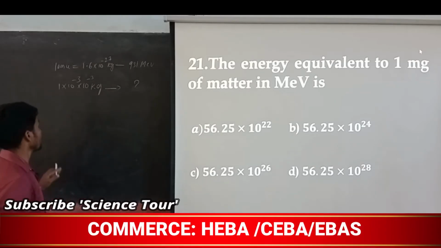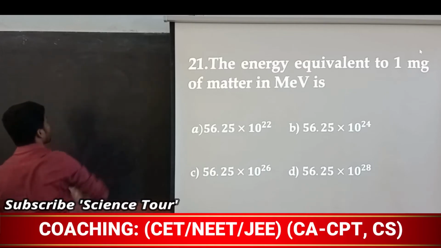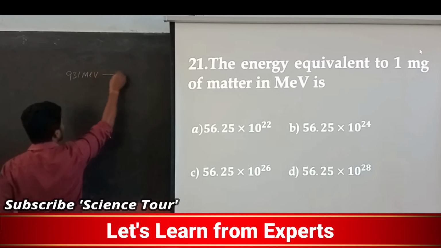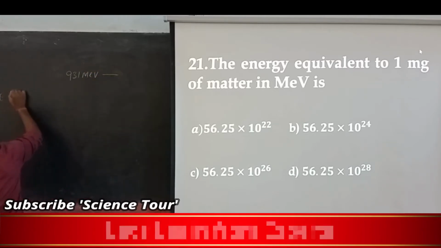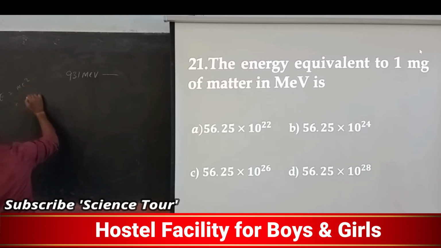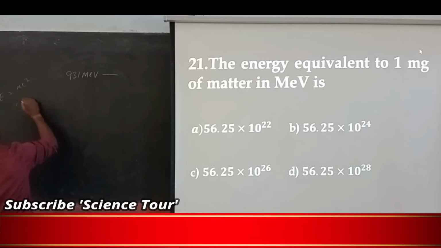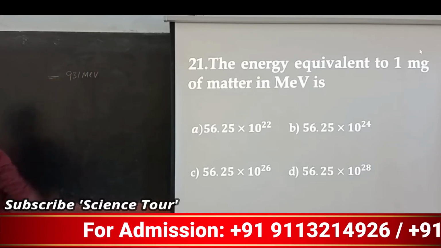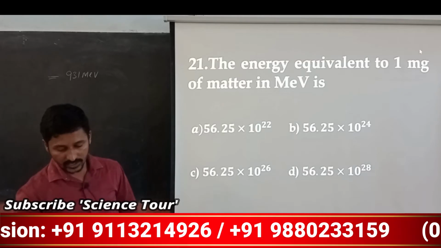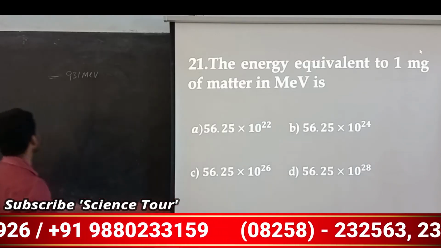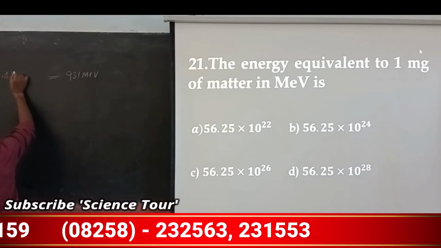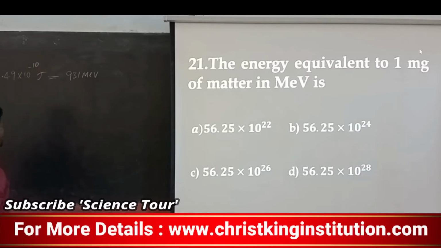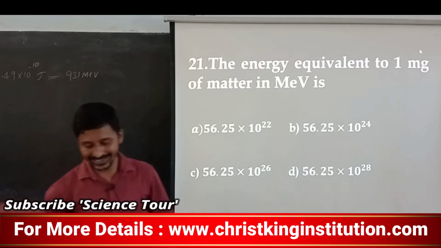That is one method, and also you can go like this. 931 MeV means how much, E is equal to mc square. This was 1 AMU, that is 1.66 into 10 to the power minus 27 kg, and 1 MeV means how many joules, that is 1.49 into 10 to the power minus 10 joules. Dear students, this you have to remember, that is in joules.